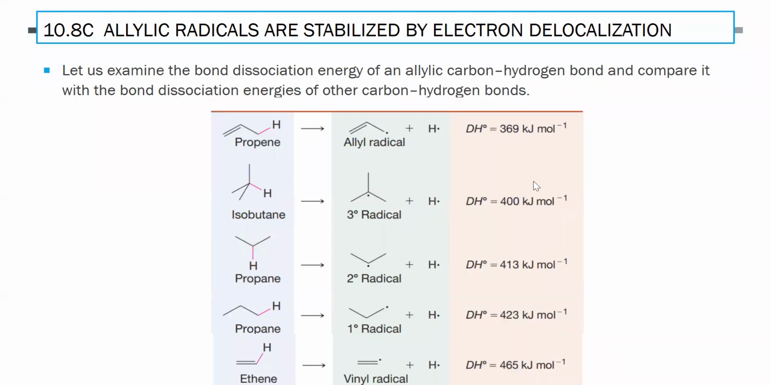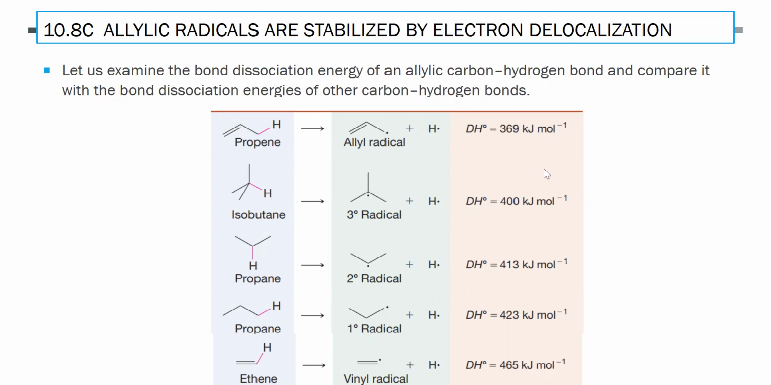Okay, again, so we're trying here to look at the bond dissociation energy when the carbon-hydrogen bond is being broken by a homolytic bond cleavage. And here we are trying to compare the bond dissociation energy of propene to produce an allylic radical as compared to other alkyl radicals. So here the propene will have a bond dissociation energy to produce an allylic radical, with homolytic bond cleavage, of 369.